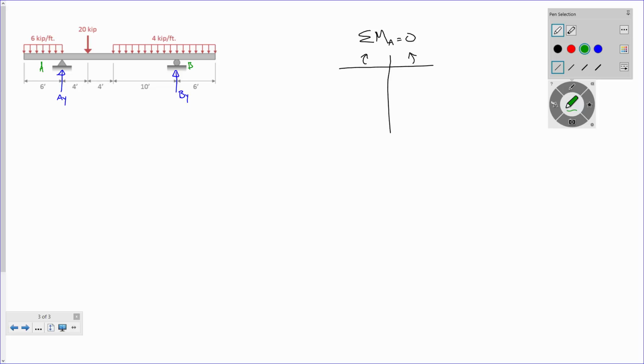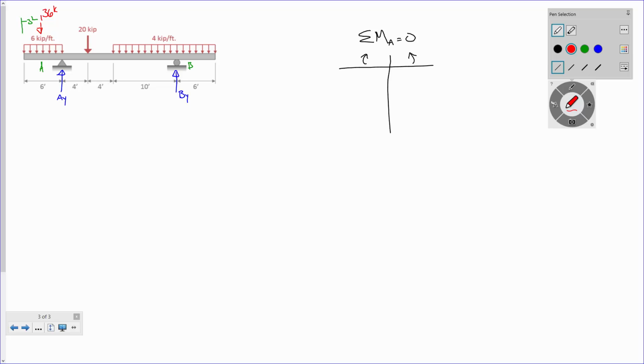Well, I've got 6 kips per foot acting over a distance of 6 feet. So if I wanted to represent that with an equivalent point load, what would that equivalent point load be? 36 kips. And if I wanted to do my diligence, how far is it from the edge of the beam to that point load? 3 feet.